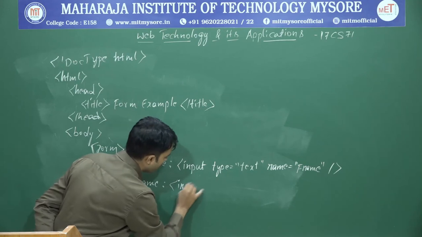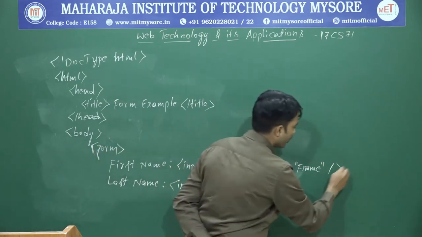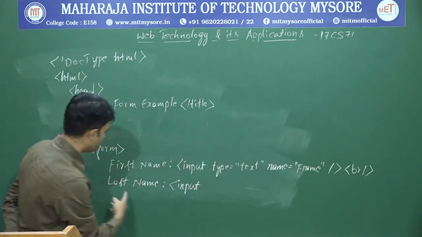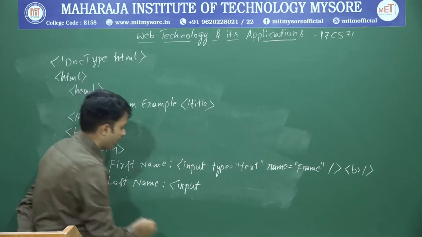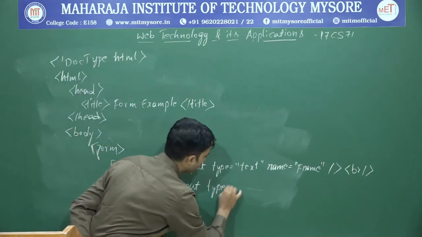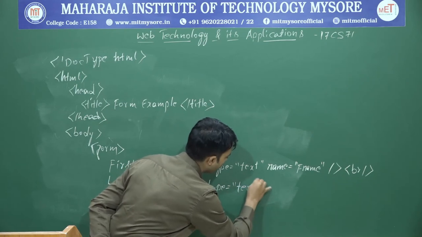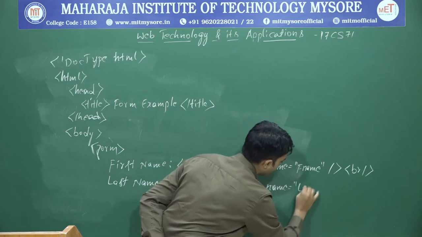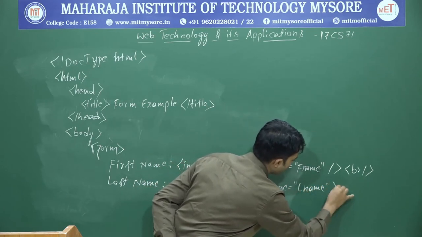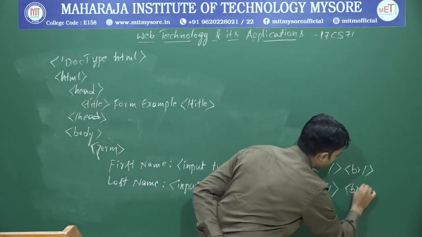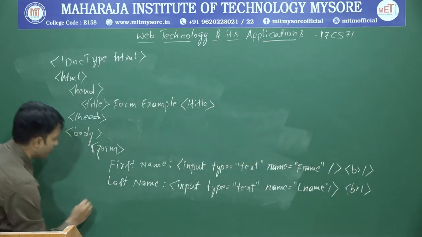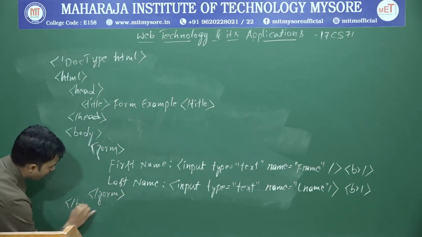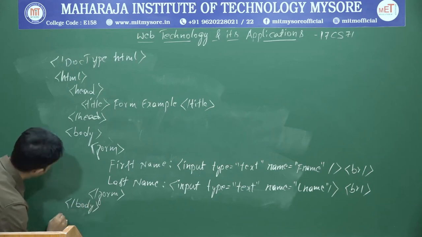colon, input. Before this I'll give a break tag, so that this last name will appear in the next line. So type equals text again, and name equals lname. Close this br tag. Now close the form, now close the body, again close the HTML.